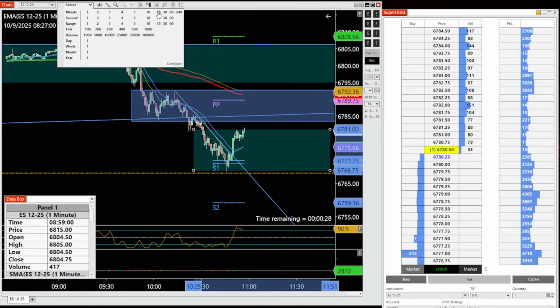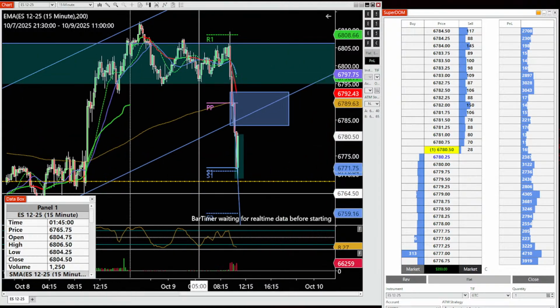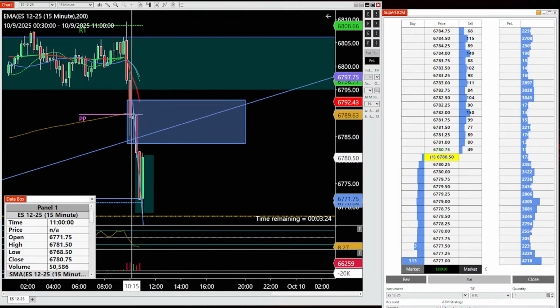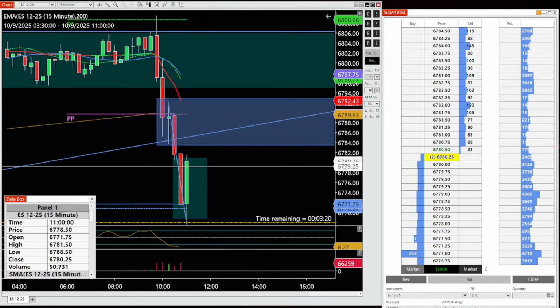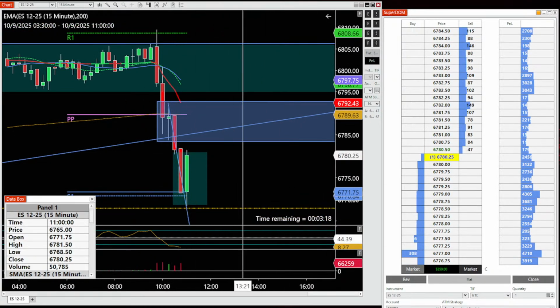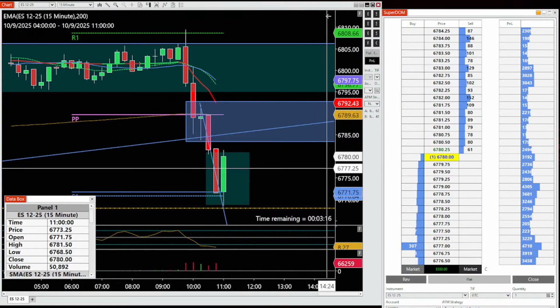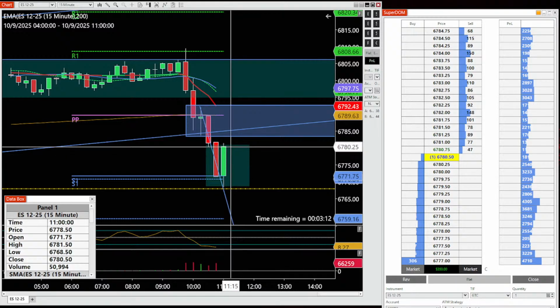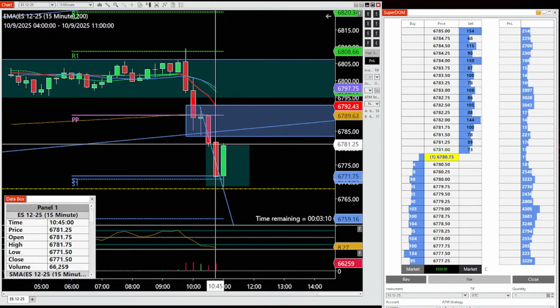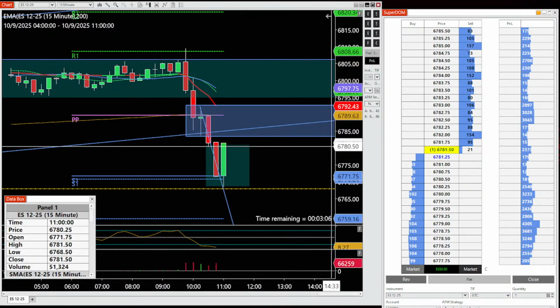We go to the 15-minute chart, we can see that it's just retraced the 15-minute bar back. That's what it did. So it consolidated here and popped out. Open 81.75.